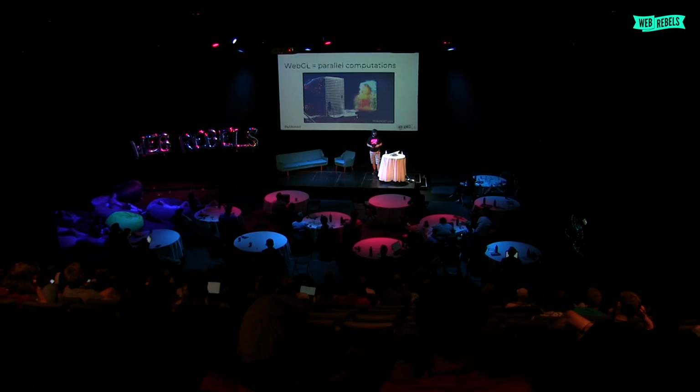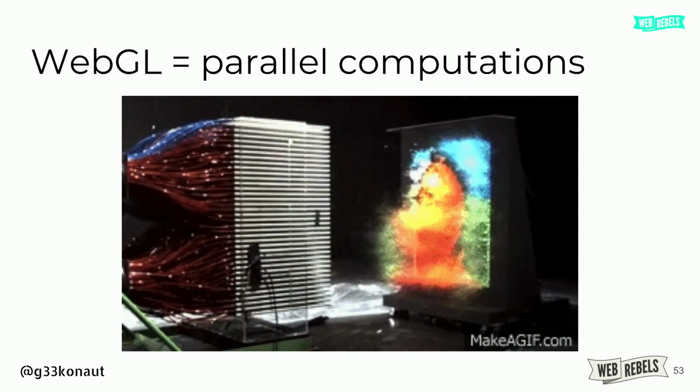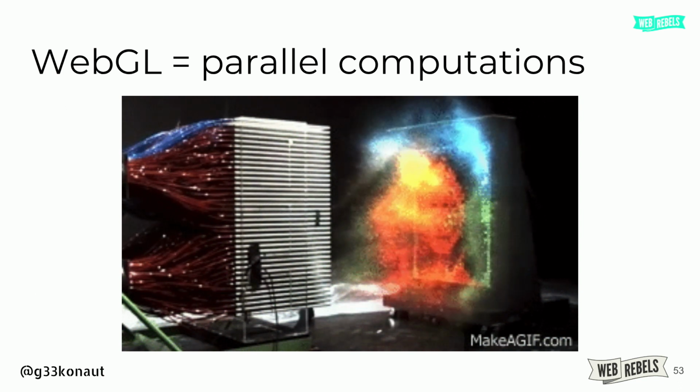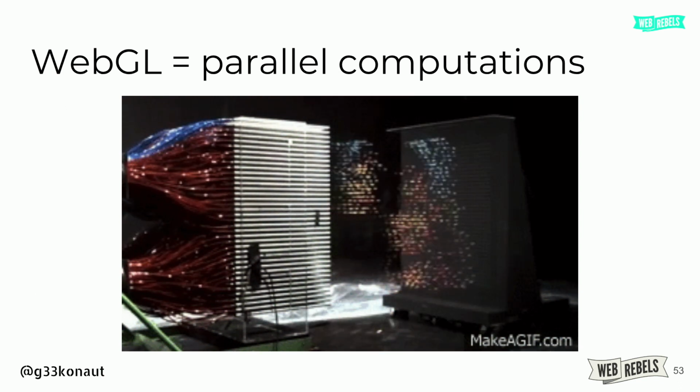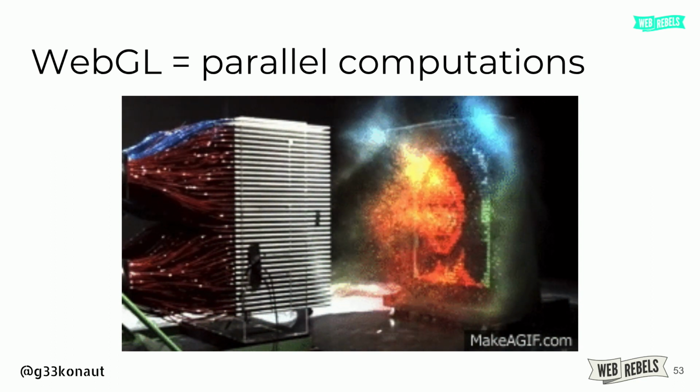Also, WebGL can be used for more than just graphics because it is a great pipeline for parallel processing, as we can see here. It processes the Mona Lisa in parallel, which looks quite weird on this GIF, but it's fine. NVIDIA partnered with Mythbusters for this one, I think.